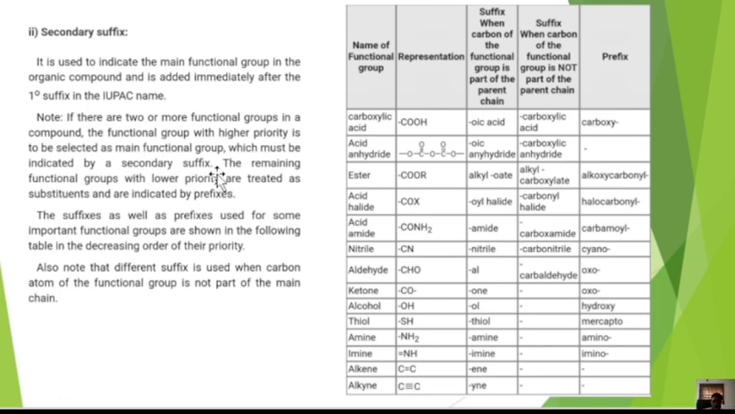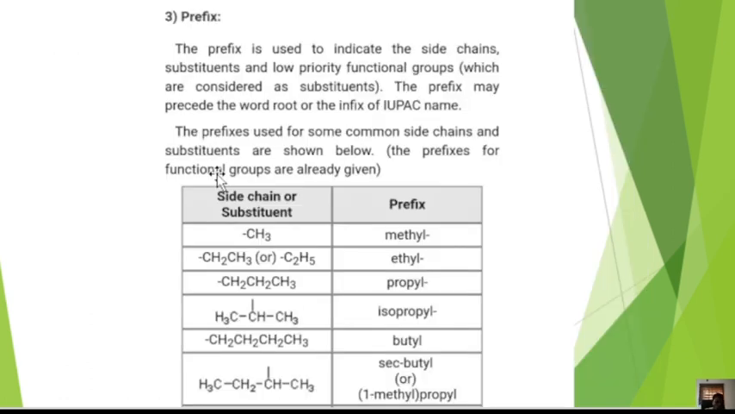Now, as I said, that is the function of the secondary suffix. Then we go to the prefix. The prefix is simply used to indicate side chains, substituents, and low priority functional groups. Those are the major things that your prefixes indicate. Your side chains are, for instance, your alkyl groups that are not part of the parent chain. We'll see that as we go further in naming.